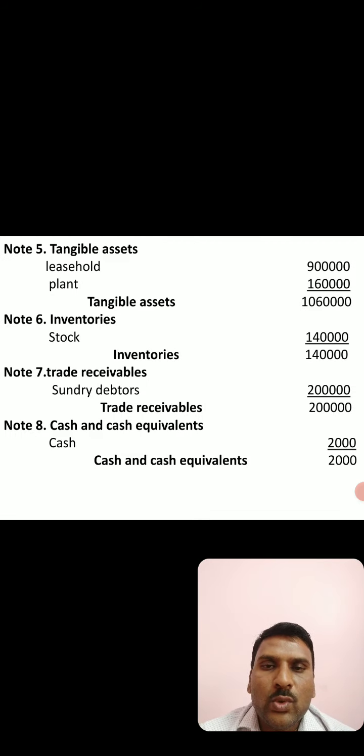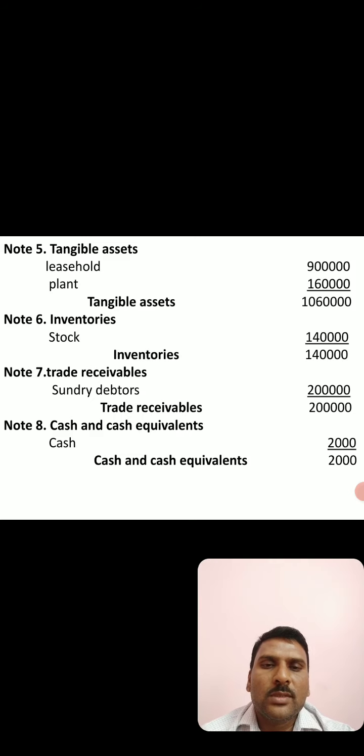Next, short term borrowings, that is bank overdraft 70,000, trade payables sundry creditors 80,000, tangible assets leasehold 9 lakh, and plant 1 lakh 60,000. So total tangible assets were 10 lakh 60,000. Inventories stock 1 lakh 40,000, trade receivables, that is sundry debtors 2 lakh, and cash balance is 2,000. So these notes are given. For every note the explanations are given here.